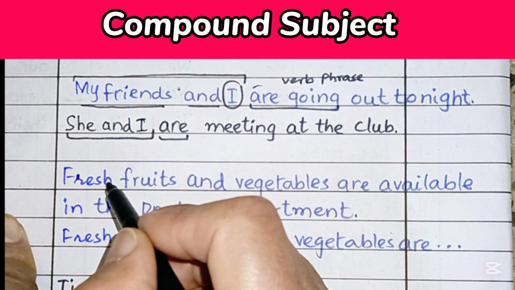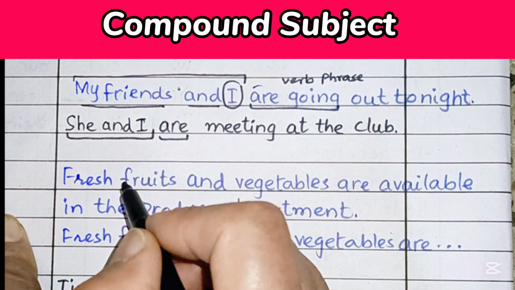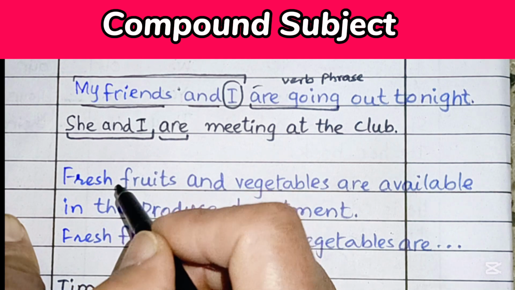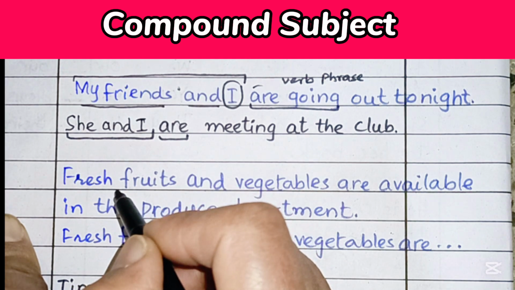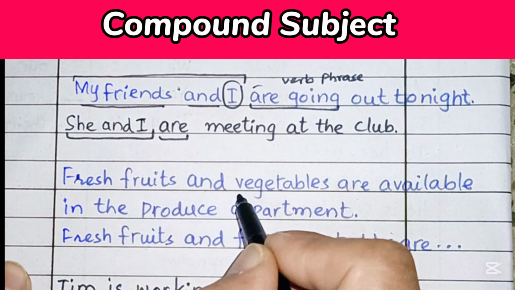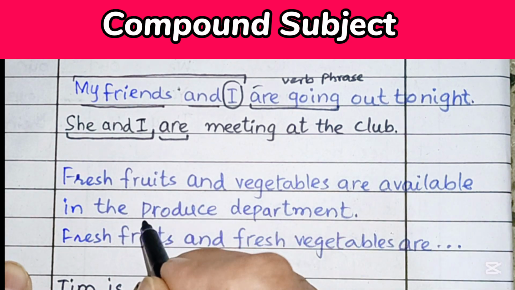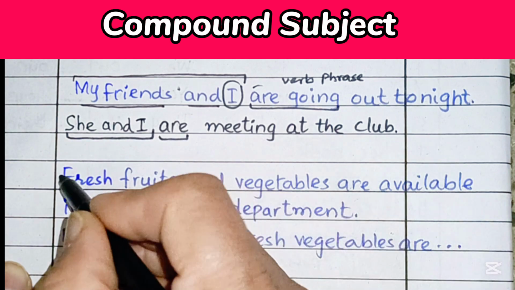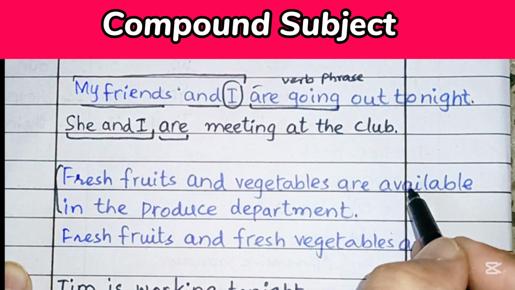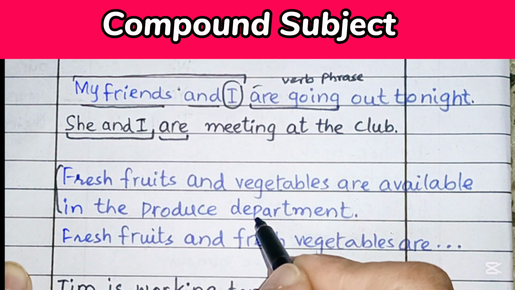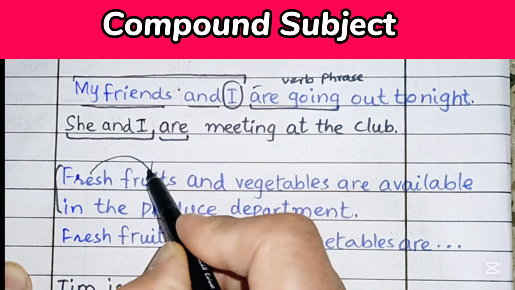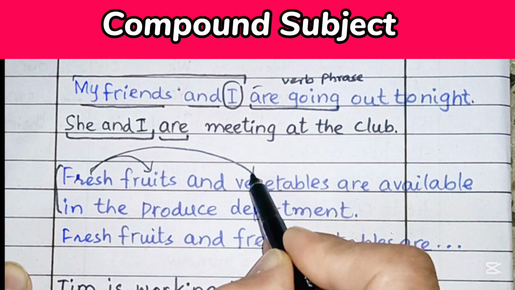Now, in many compound subjects, there is one adjective that is used for each item in that subject. So, fresh fruits and vegetables are available in the produce department. This is one sentence. Over here, fresh means fresh fruits and fresh vegetables.